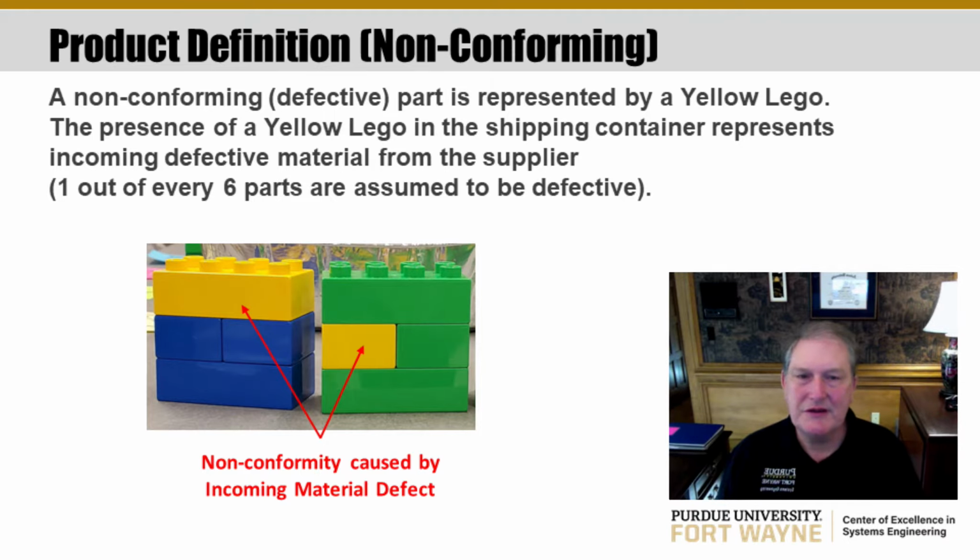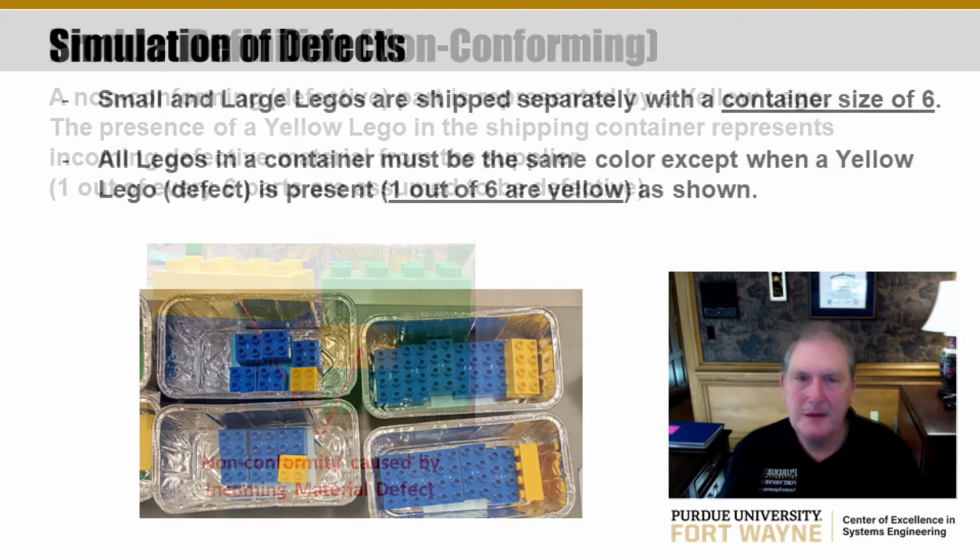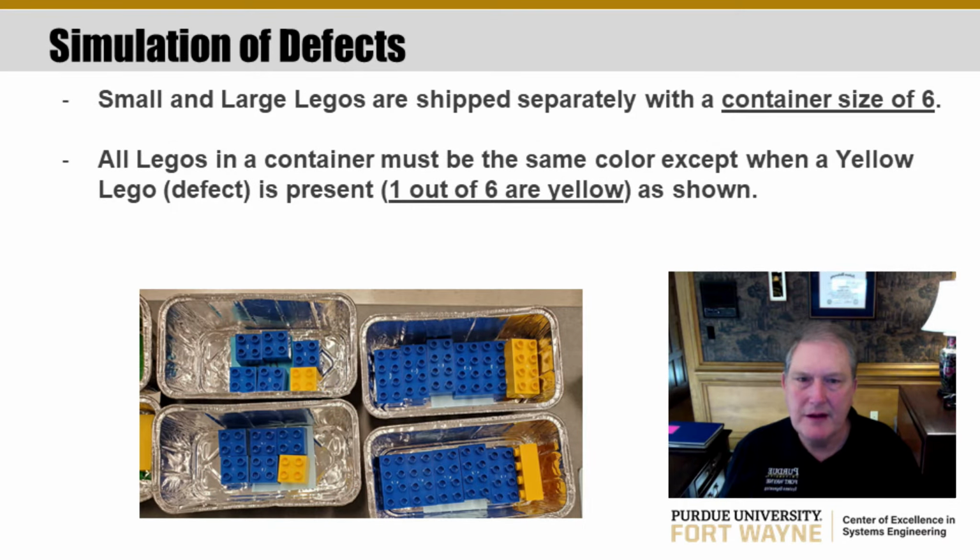Here you see possible types of defects where the yellow Legos represent an incoming defect from the supplier. The incoming parts from the supplier were dictated by the purchasing department, so manufacturing had no impact on how the containers were configured. Purchasing basically said that we would put large Legos in these bins containing 6 parts, and also the small Legos would be in the small bin containing 6 parts. The way we're simulating defects is to add 1 yellow on average to each of the bins.